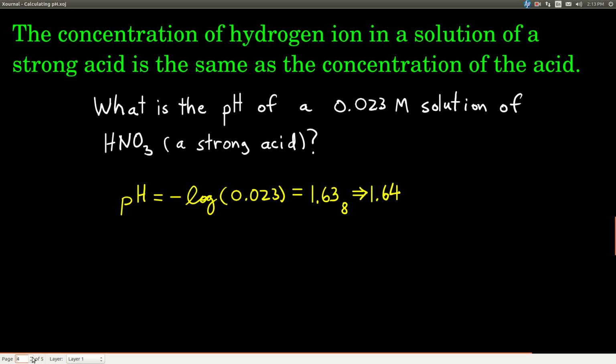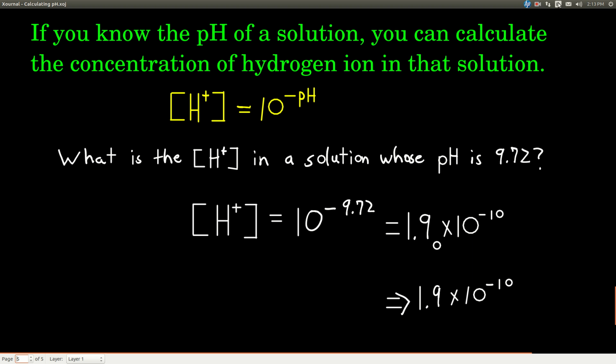Now we can go the other way too. If we know the pH, you can also calculate the concentration of hydrogen ion or hydronium ion in that solution. And this is the definition, so you should memorize this. The concentration of hydrogen ion will be 10 to the minus pH if you know the pH. So all you do is put the pH into your calculator, make it negative, and usually it's going to be 10 to the x on your calculator.